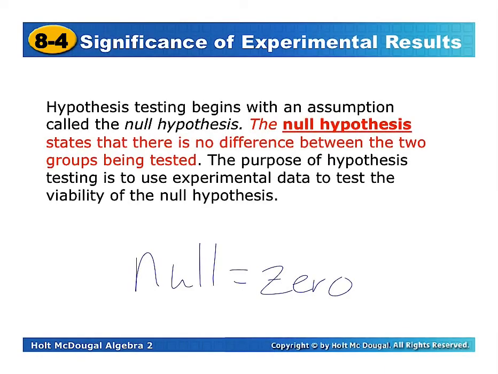Now, when we're doing hypothesis testing, we need to begin with something called the null hypothesis. By definition, null just means zero. That's not to say there's zero hypothesis, it's just saying that the hypothesis is zero. That means the null hypothesis states that there is zero difference between your groups being tested. The purpose of this hypothesis is to use experimental data to test the viability of the null hypothesis.